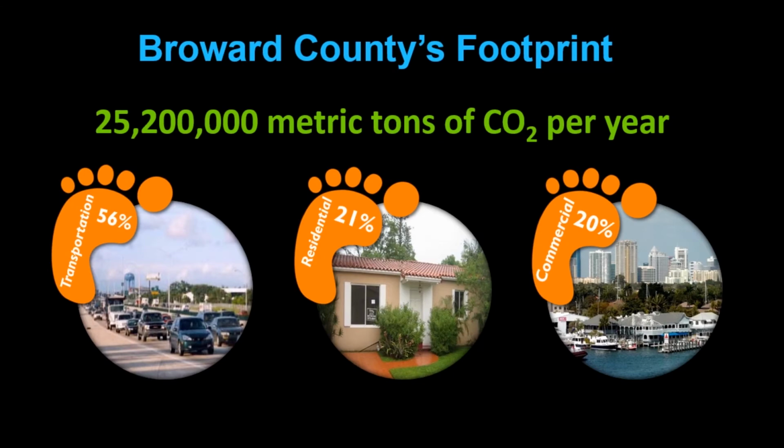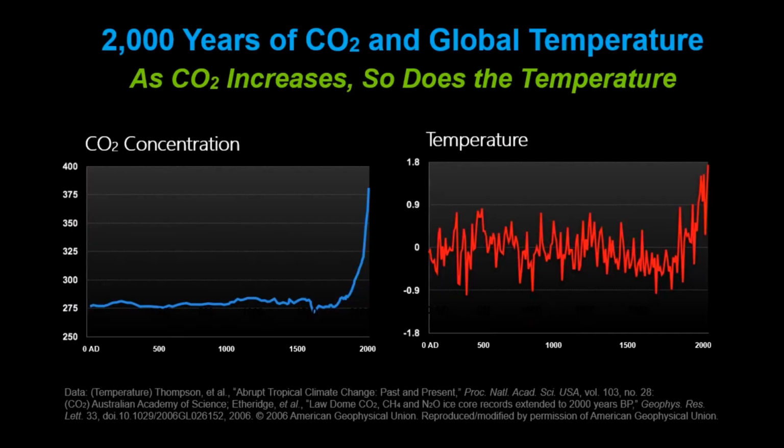In Broward County, in total, we have a carbon footprint of 25 million metric tons per year. That's the equivalent to 54 billion pounds of CO2. So you can see that what we do locally really matters because we are contributing to a global problem that's affecting us too.